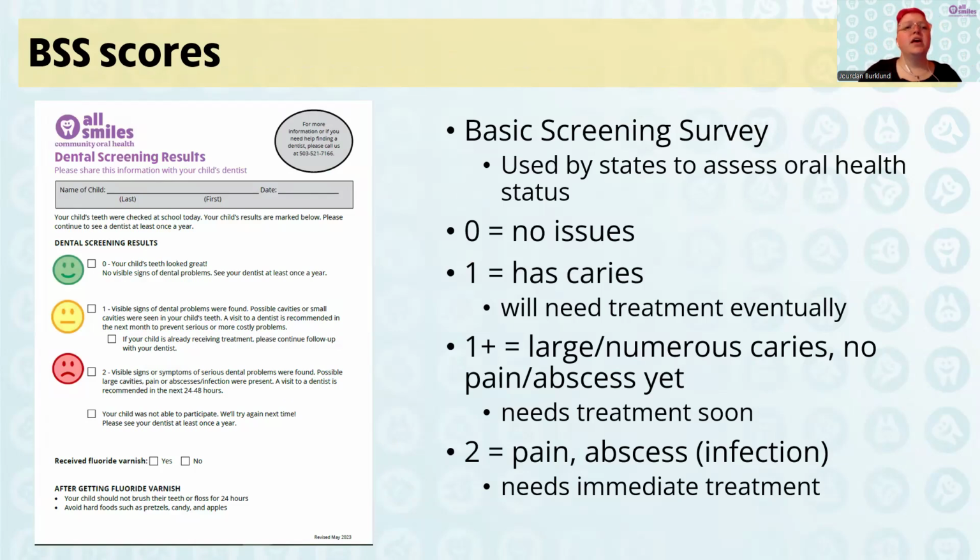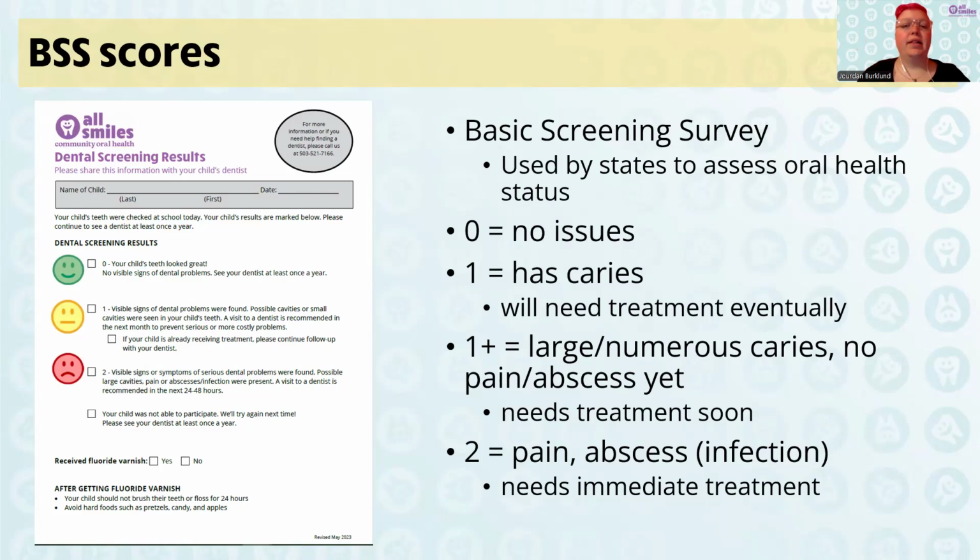So this is a score of 0 to 2, which is a basic screening survey. It's just a basic assessment tool. If you hear me say there is 0, that means I haven't seen any issues. If there is a 1, that means I see cavities, and that basically means they'll need treatment eventually. And it's good to encourage the parents to make an appointment with a dentist.